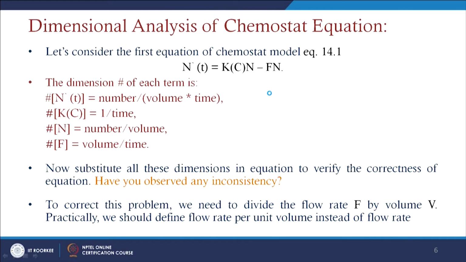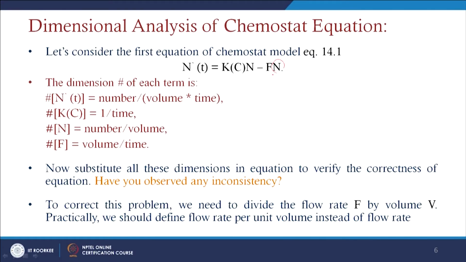So, if we go for the dimensional analysis of the chemostat equation, we find that the equation N dash t involves k N and minus FN, which is the flow rate out, and which can take out some of the population size. N dash t is nothing but dN by dt, and dN by dt depends on number per volume over time. This means that the change of the number of population depends on the volume of the container, and on how it changes with respect to time.